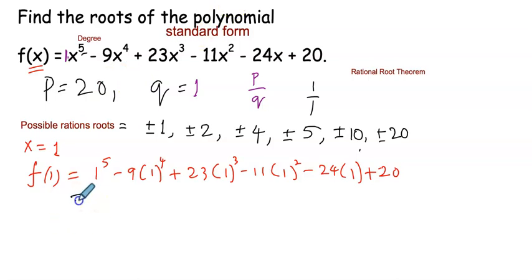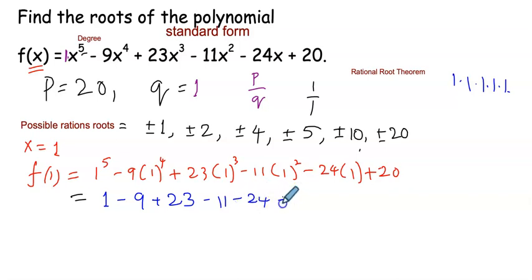Let us see. So 1 to the 5th power is how much? 1 to the 5th power is 1 only. 1 is multiplied 5 times, 1 times 1 times 1. That is 1 only. Minus 1 to the 4th power is 1 times negative 9, this is minus 9. Same way plus 23 times 1 is 23 only. 11 times 1 is 11.